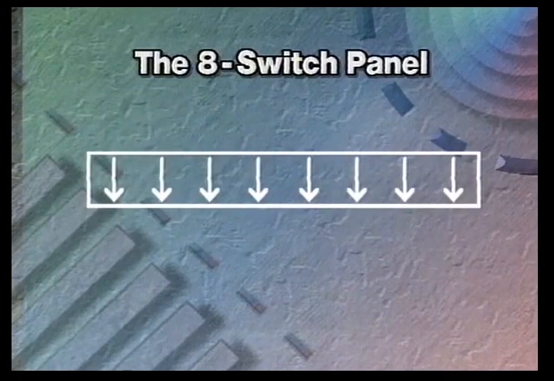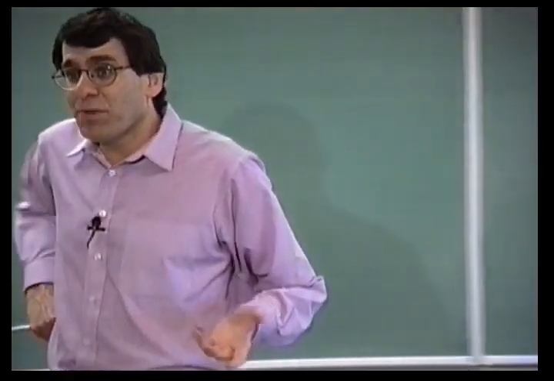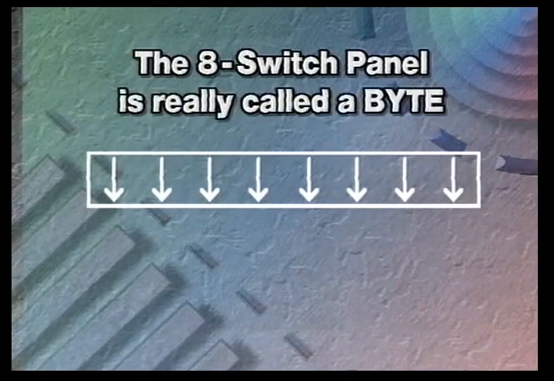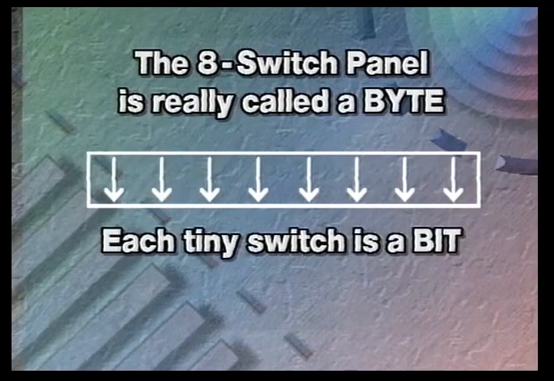Now let me tell you what these panels are called. Because if you went into the store and said, I'm looking for a computer with these switch panels in it, and I'd like a lot of panels, they'd look at you and say, we don't have computers with switch panels, because they don't know that's what they are. The correct terminology in the world of computers is that every switch panel is referred to as a byte. So the complete 8 switches on a panel is called a byte. And the individual switches on each one are called bits.